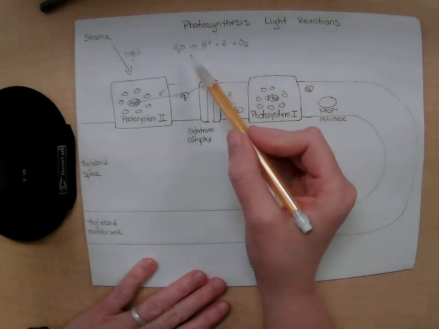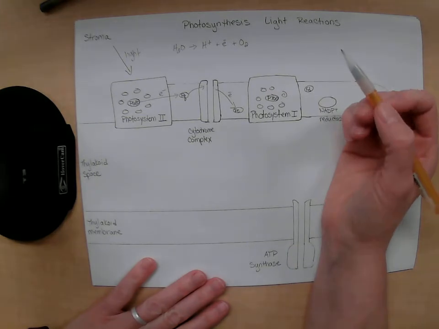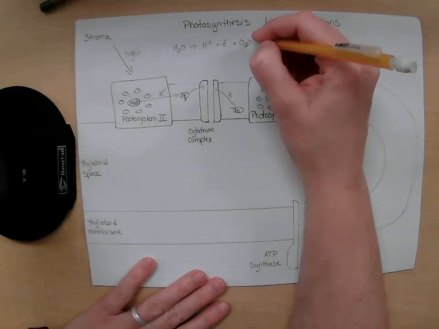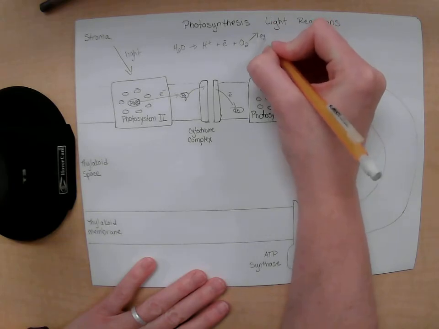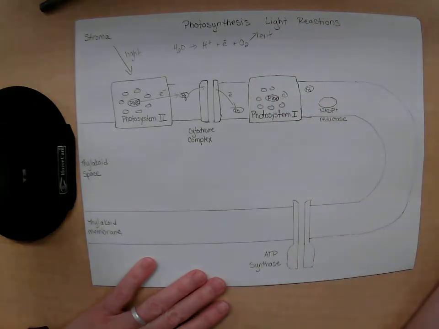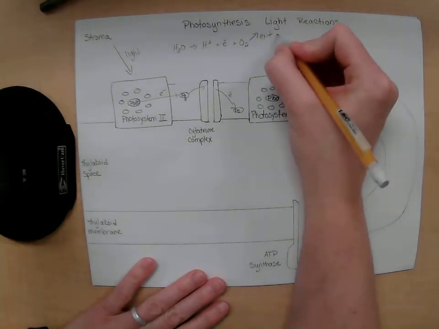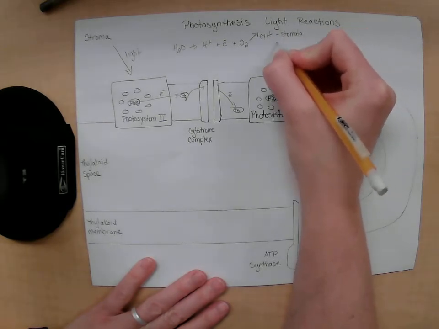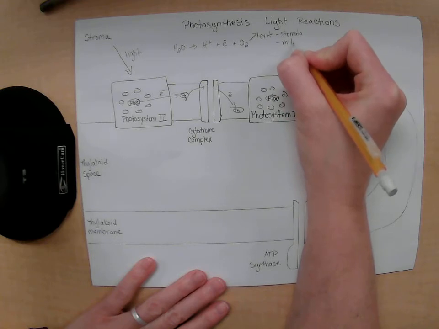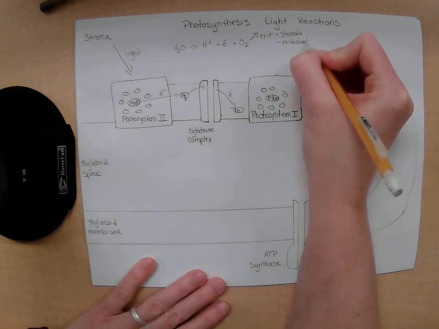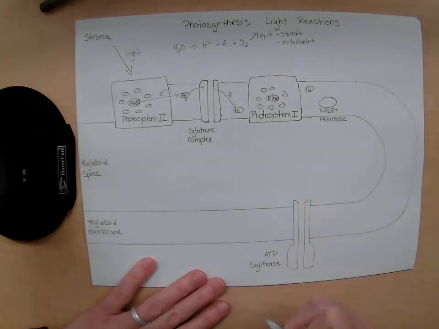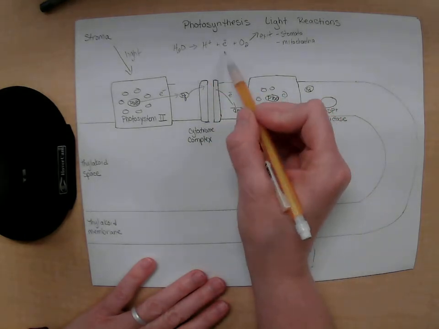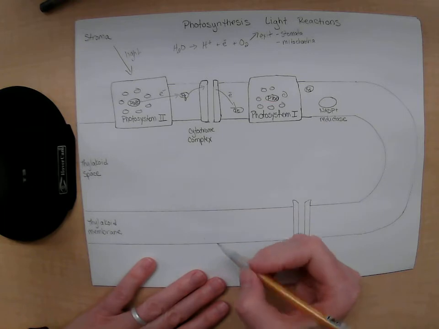So what happens is the oxygen is not needed for the plant. It's a waste product, so it's going to exit the chloroplast, and it's either going to exit the plant through the stomata because it doesn't need any, or it's going to go to the mitochondria for cellular respiration, which we'll talk about in another section. What's really important is these hydrogen ions and these electrons.